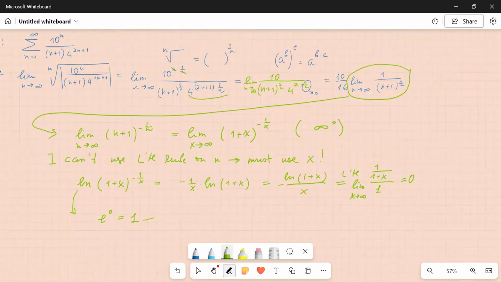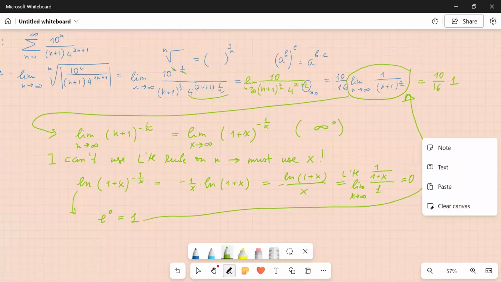So I'm going to use this fact over here, and my total limit is going to be 10 over 16 times 1. 10 over 16 is obviously less than 1, right? Because 10 is less than 16. So the series is convergent. Absolutely.